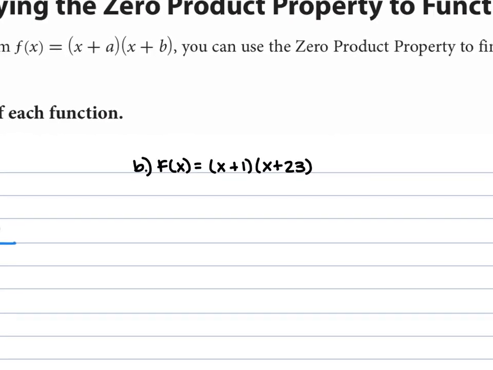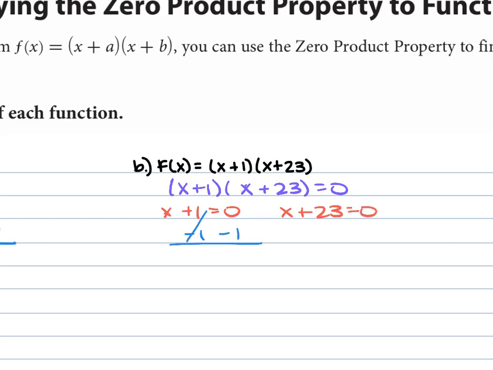For B, we are given f of x is equal to x plus 1 times x plus 23. So this is going to be rewritten as x plus 1 times x plus 23 is equal to 0. We set each of them equal to 0, and then we solve. So we're going to subtract the 1. We get x is equal to negative 1. We subtract the 23, and we get that x is equal to negative 23 as well.